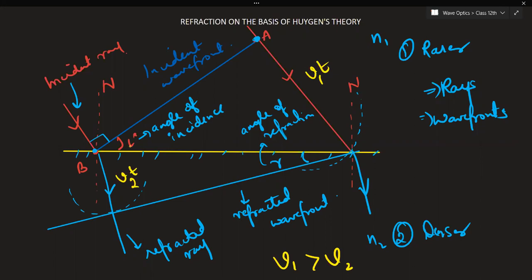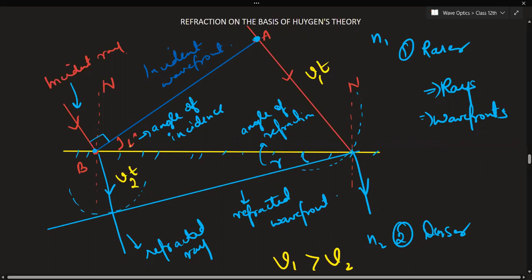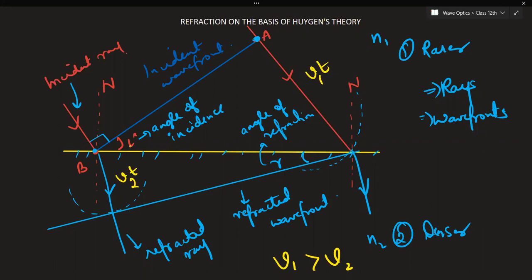That's why, at the same time, both the rays are reaching. So definitely the first velocity will be greater. Now look at this triangle. Let's name this also. Let's say this point is A dash, this point is B dash.